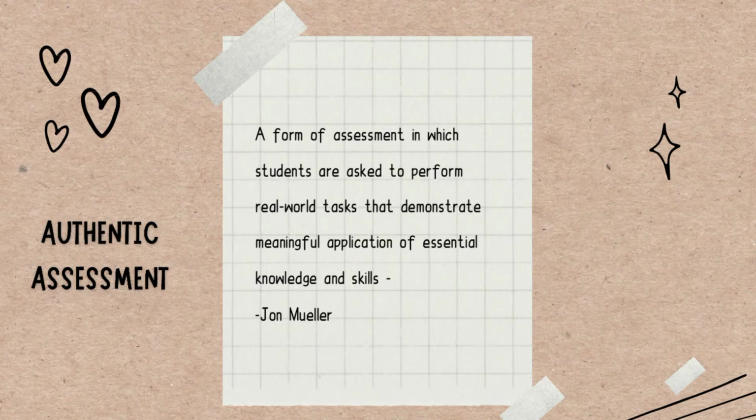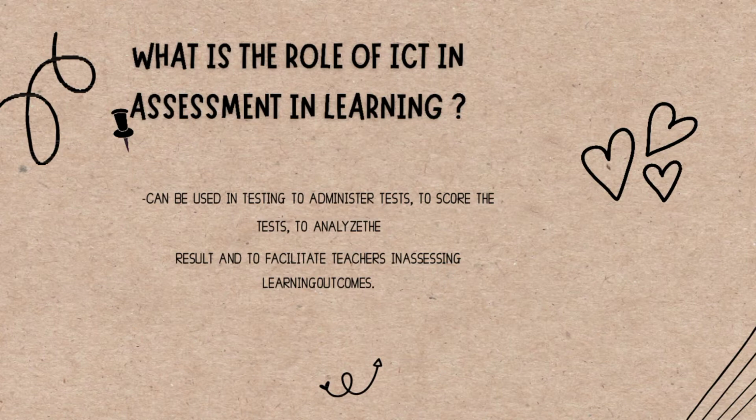The number 4 is the last type of assessment, authentic assessment, a form of assessment in which students are asked to perform real-world tasks that demonstrate meaningful application of essential knowledge and skills, by John Mueller. And now, what is the role of ICT in assessment in learning? It can be used in testing to administer tests, to score the test, to analyze the result, and to facilitate teachers in assessing learning outcomes.